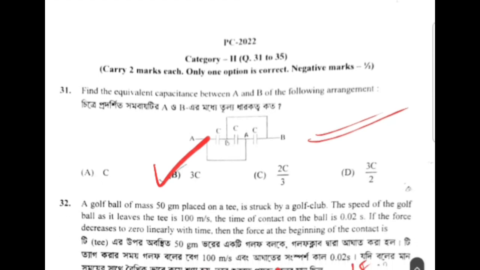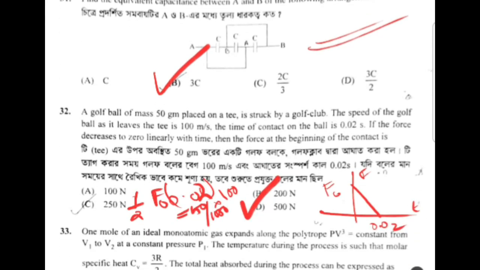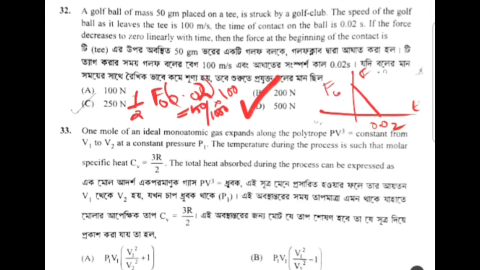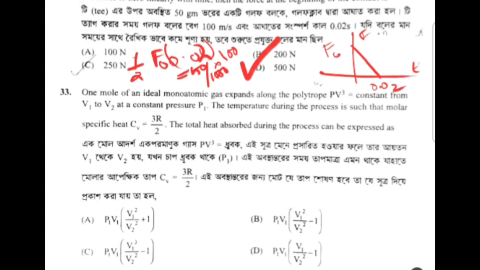Question 32 is a very easy question. Half into F naught into 0.02 into 100 is equal to 50 by 1000 into 100. So from the graph, you can easily get the answer as option D, 500 Newton. Question number 33. Some doubt is there, so I'm just leaving the question.